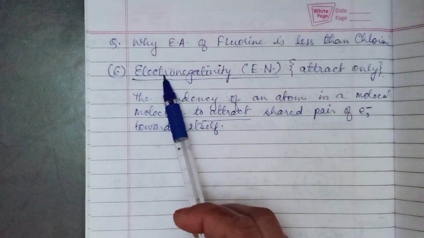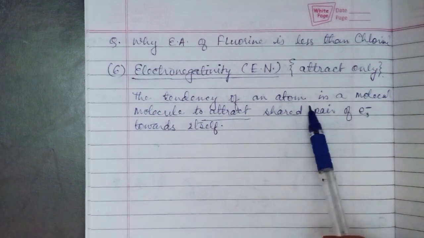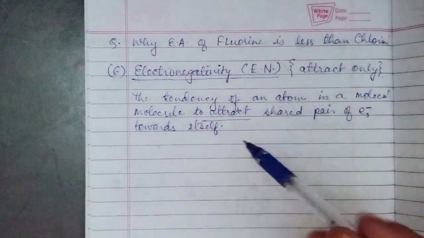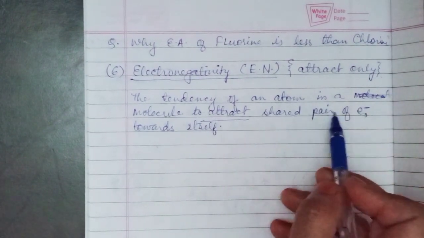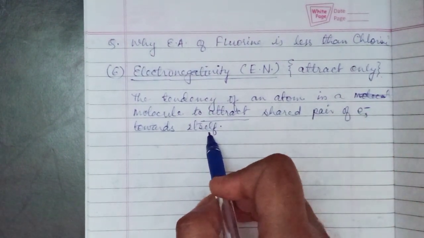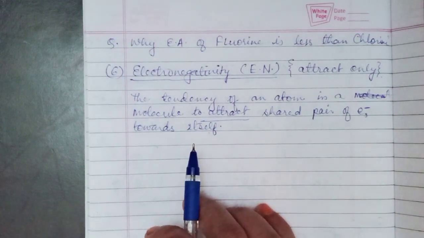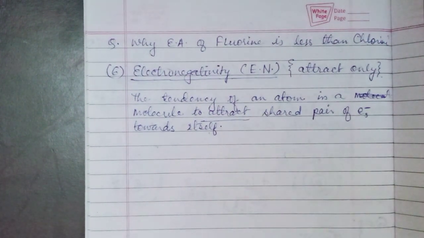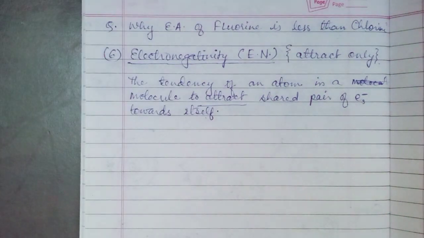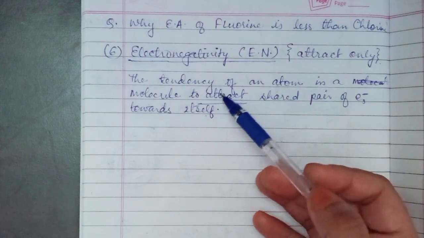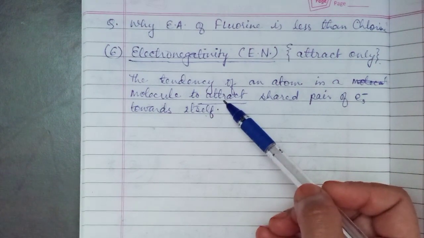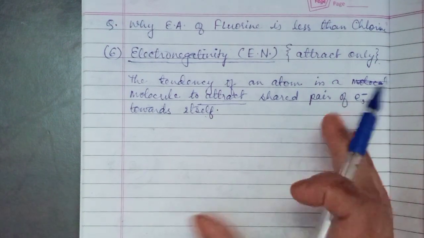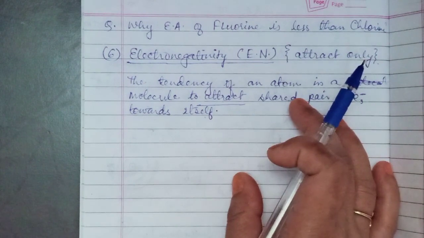Okay, see here. The definition of electronegativity is the tendency of an atom in a molecule to attract the shared pair of electrons toward itself. Okay, you have to understand that it is only for a molecule, not for an atom. Children, one thing you have to understand here, electronegativity is not gaining or losing an electron. Okay, it is just attracting electrons towards itself.